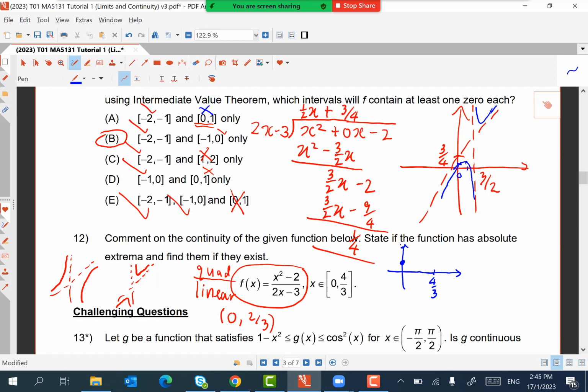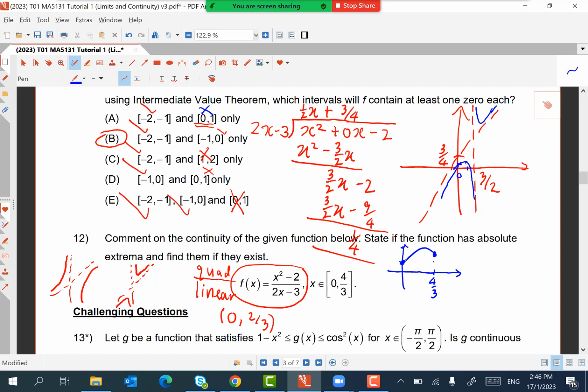Okay, 4/3. I think the graph looks something like this. Based on my sketch, I think the graph looks something like this. I'm not sure whether these two are of the same height, so maybe to be on the safe side, I'm going to draw this one higher.